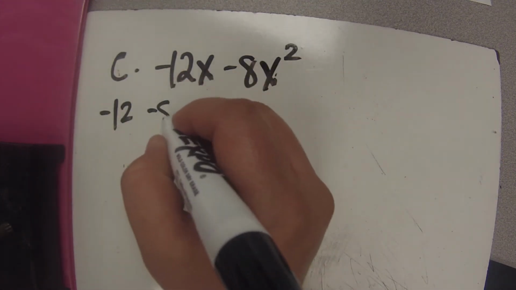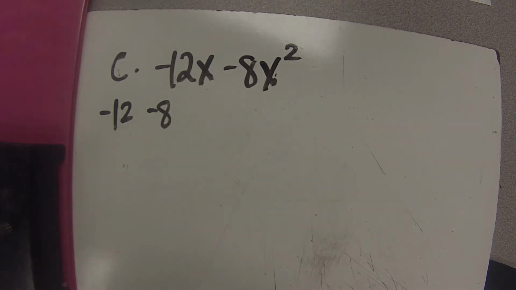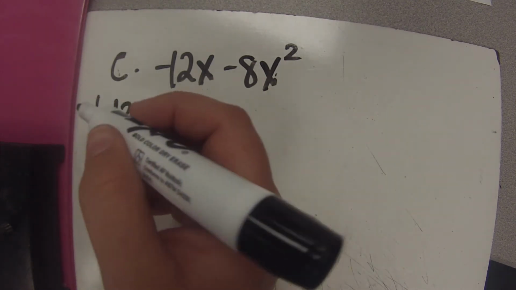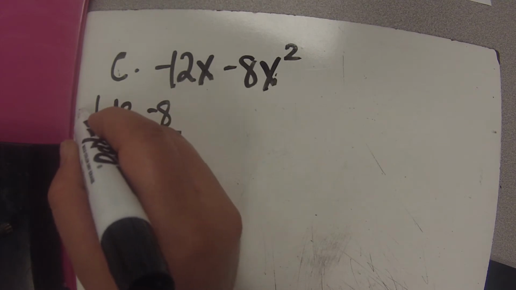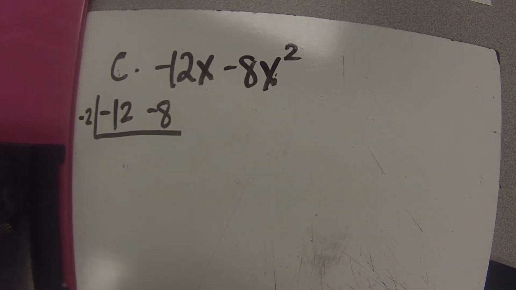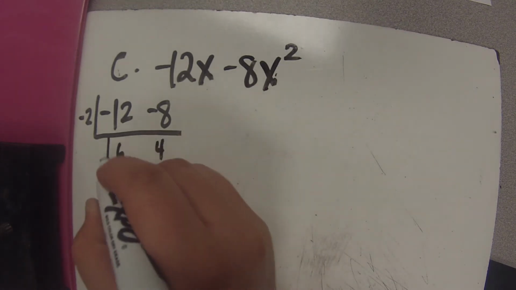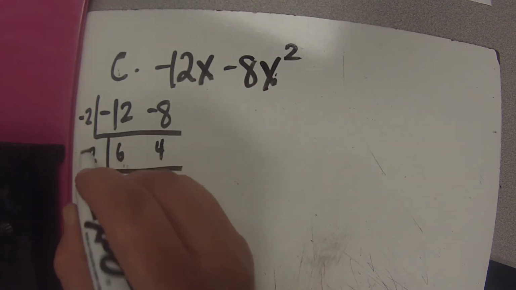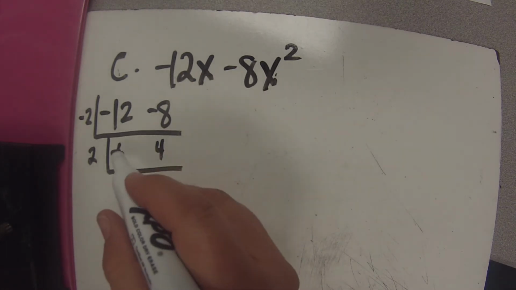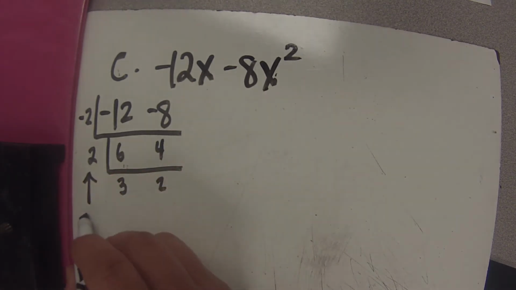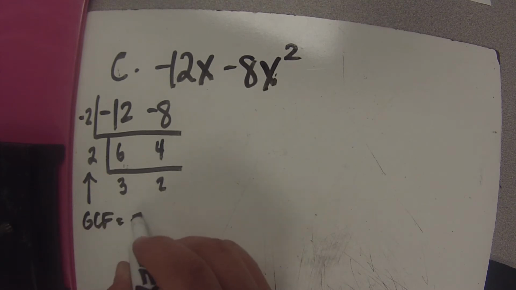Now, I want to see what will factor into negative 12 and negative 8. Okay. So I know that both of these numbers can be divided by a negative 2. If both of those are divided by negative 2, then this number is 6, this one is 4. I can keep going on. At this point, I can divide each of these by 2. And this is 3, and this is 2. And so my greatest common factor here is a negative 4.